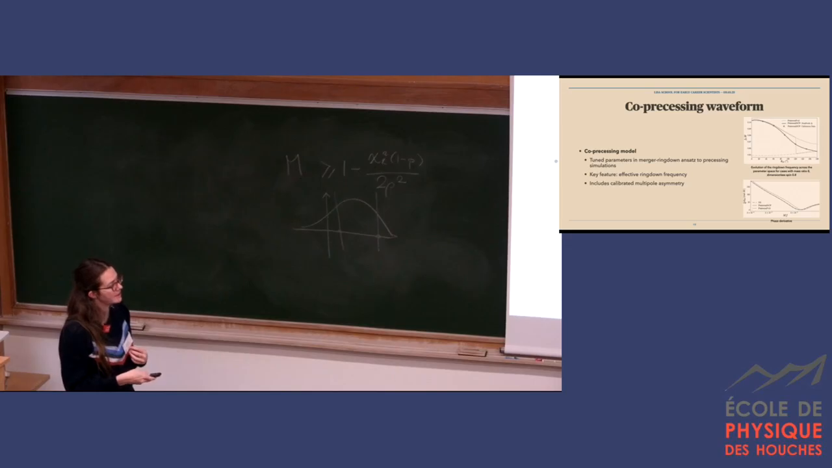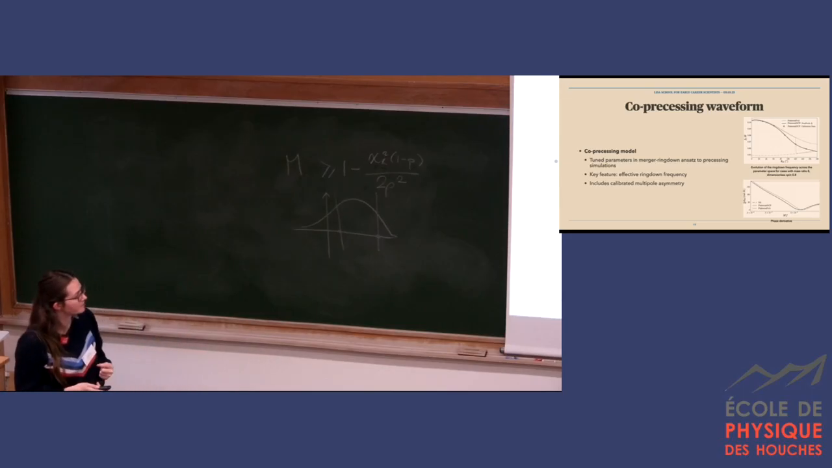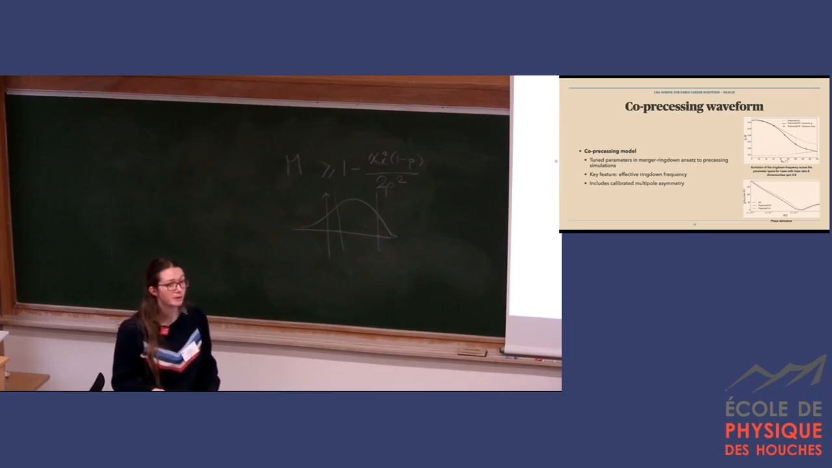Yeah, you can see here that it's a very small shift between the NR and the calibrated waveform. We also found when we were developing this that there were a couple of other features of precession that people hadn't identified before, which needed to be taken into account. One is called the multipole asymmetry.